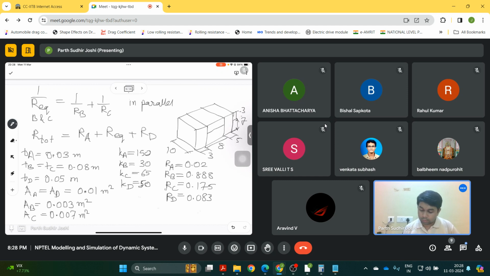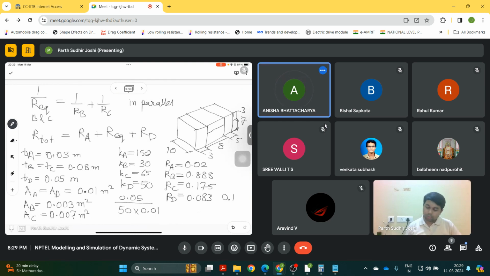So this is 50, by the way, if it is not clear. So I am getting 0.1 over here. The rest of the values I am getting the same. So the thickness of D is 0.05 and KD is 50 and the area is 0.01. So we get these values of the resistance.